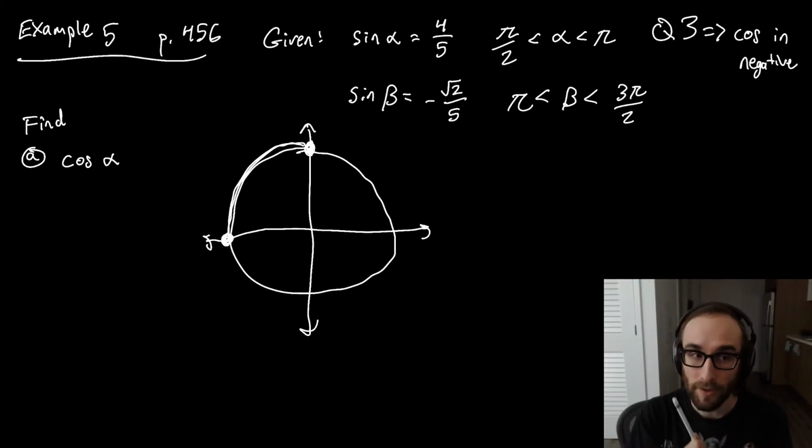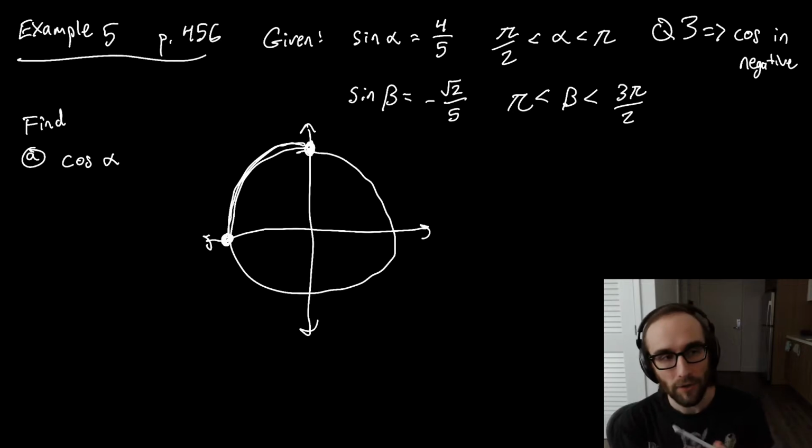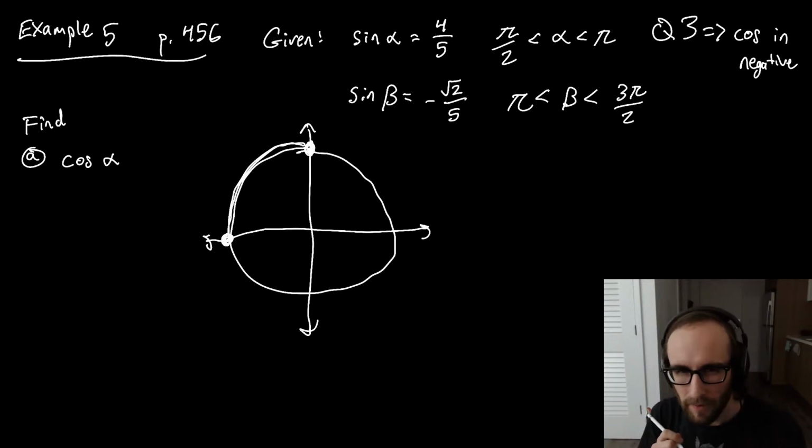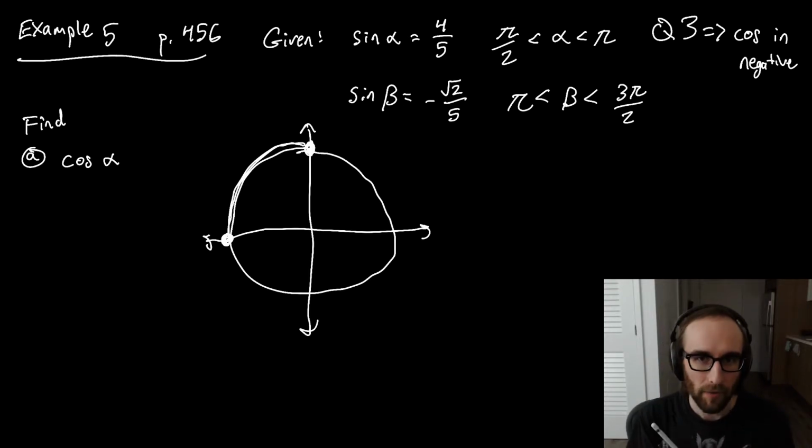This is really important to know. So cosine is going to be negative. So we know whatever answer we find for A, we will get a negative answer. Next, we know that sine of alpha is 4 over 5, or 4/5.